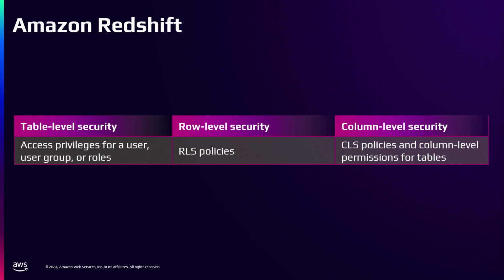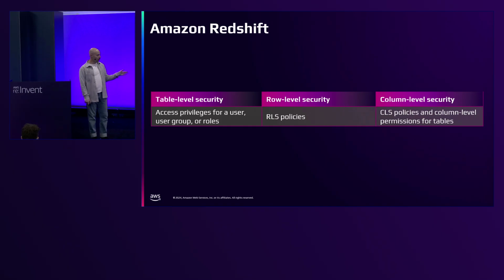Amazon Redshift. So there's table level security through access privileges for a user, to user groups, or to roles. For row level security, a few years ago they introduced RLS policies, which are awesome. It's very similar to how Snowflake and Unity Catalog work. And then for column level security, they have both CLS policies, but then they also have column level privileges or permissions for tables, which is obviously emanating from the Postgres heritage there.